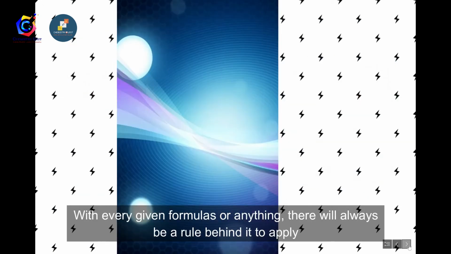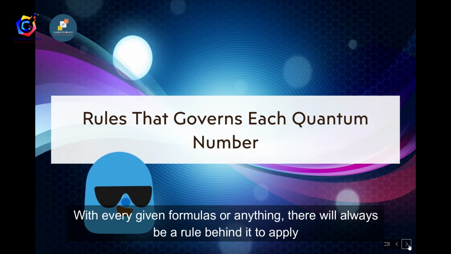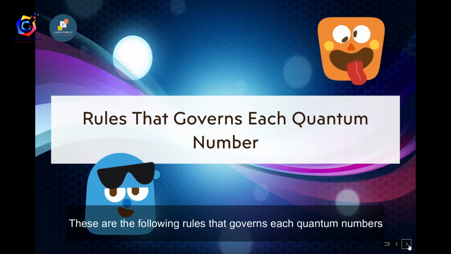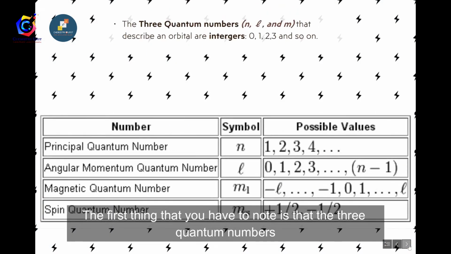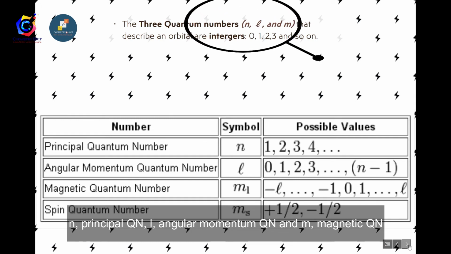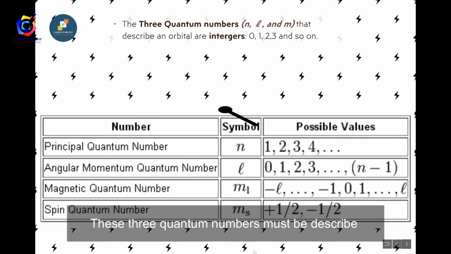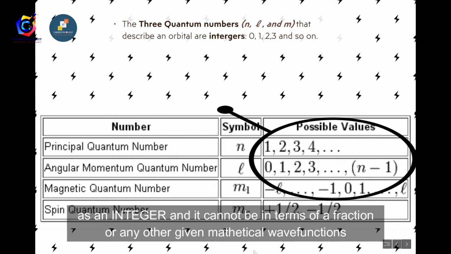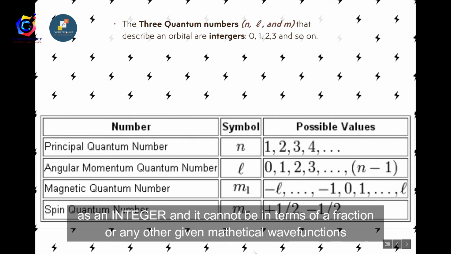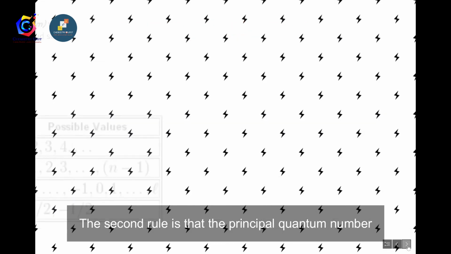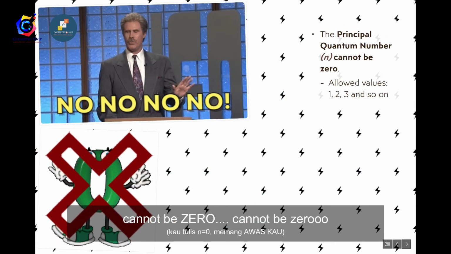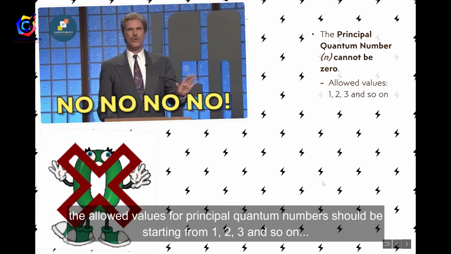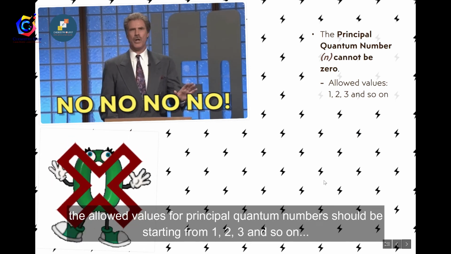With every given formula or anything, there will always be a rule behind it to apply. These are the following rules that govern each quantum number. The first thing that you have to note is that the three quantum numbers, n, the principal quantum number, l, the angular momentum quantum number, and m, the magnetic quantum number, must be described as integers and cannot be in terms of a fraction or any other given mathematical wave function. The second rule is that the principal quantum number cannot be zero. Allowed values for a principal quantum number start from 1, 2, 3, and so on.